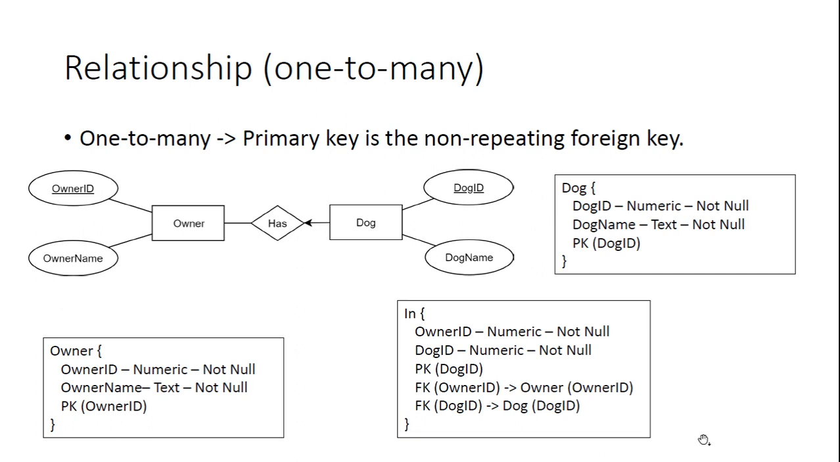So owner and dog relational schema are like that. And for the relationship has, so this should not be called in, but it should be called has in the slide. We need two foreign keys, right? Because we have two links to two entity sets. So for the link that goes to owner table, we defined an attribute called owner ID. This owner ID is going to be the foreign key, which references the owner ID in the owner table. Also for the connection to the dog entity, we defined a dog ID attribute in this table. And dog ID is going to refer to the dog ID in the dog table.